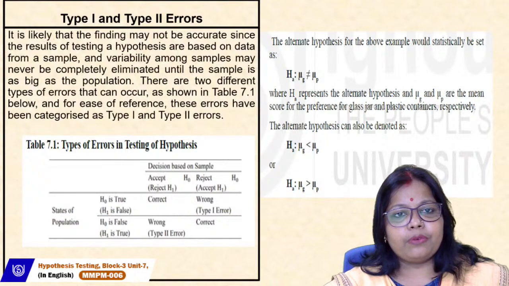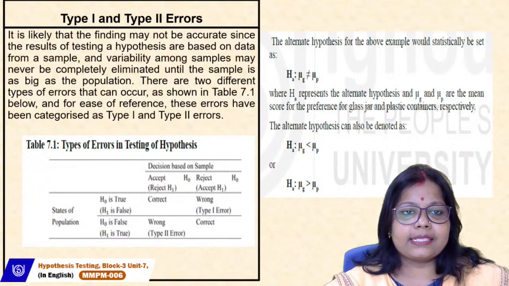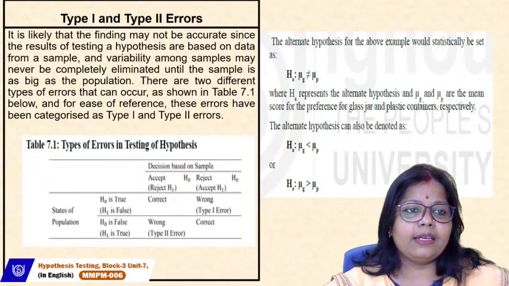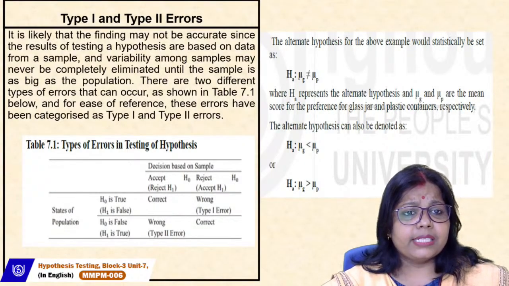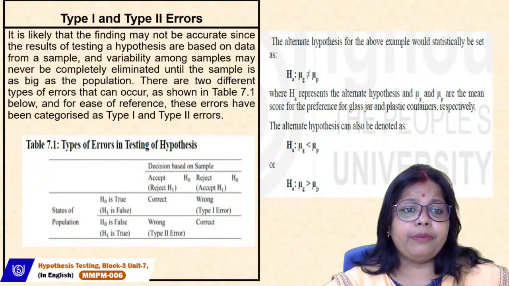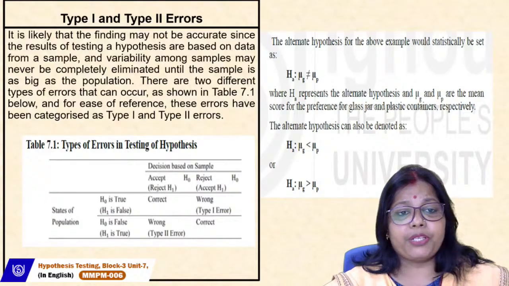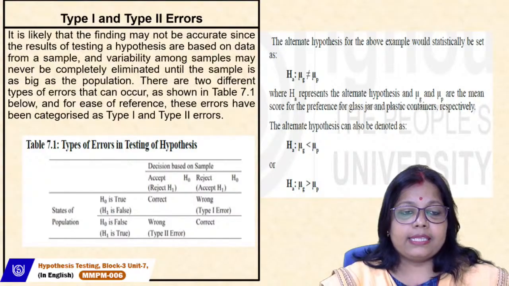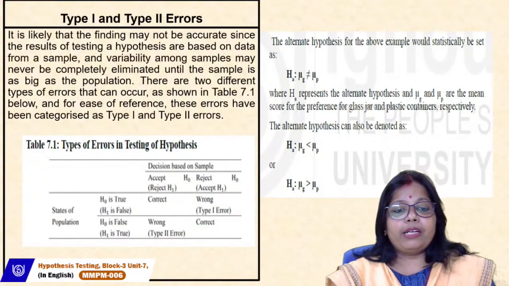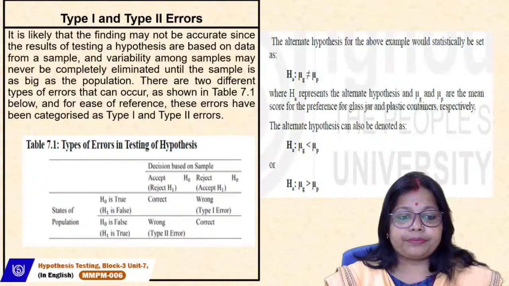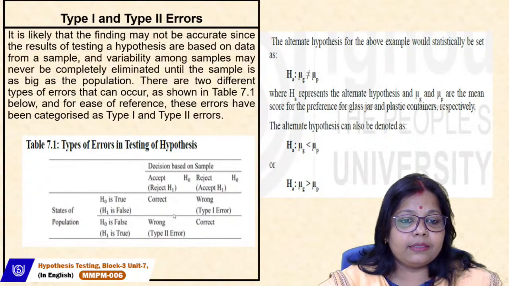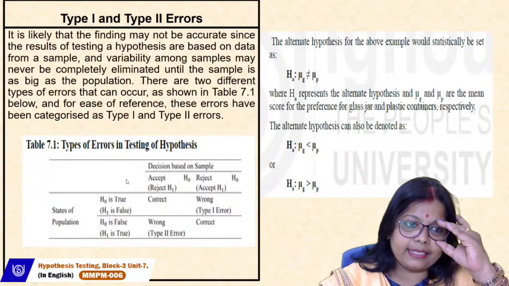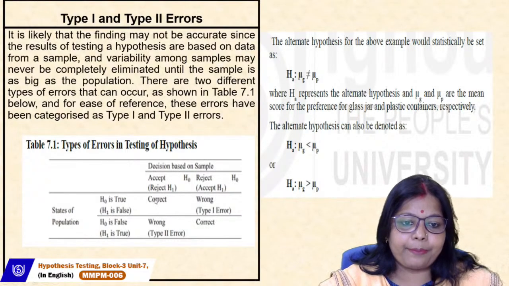The result we find may not be accurate, since the results of testing a hypothesis are based on data from a sample, and variability among samples may never be completely eliminated unless the sample is as big as the population. So there are two different types of errors that can occur, given in Table 7.1. Let me discuss the table I have cited here: types of error in testing of hypothesis.